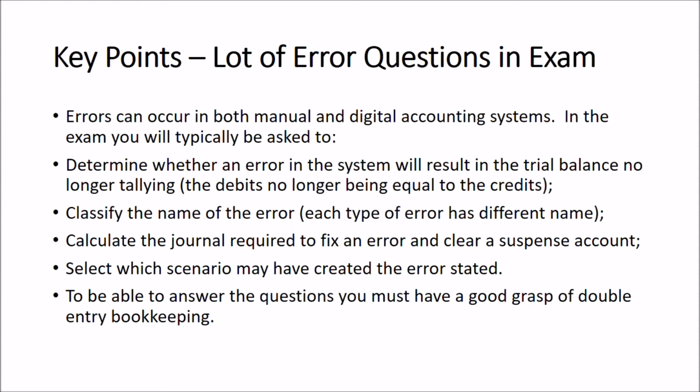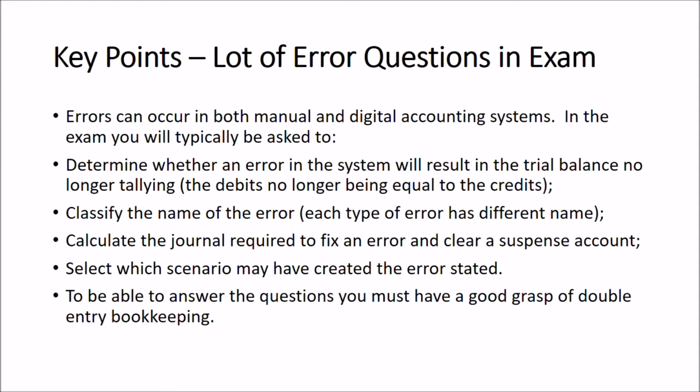It will be described as it will affect the trial balance, in which case the debits will no longer equal the credits, or will not affect the trial balance, in which case the debits will be equal to the credits. So that's what the examiner calls a trial balance no longer tallying. Classify the name of the error. So you'll be given an error and then you're going to name the error.